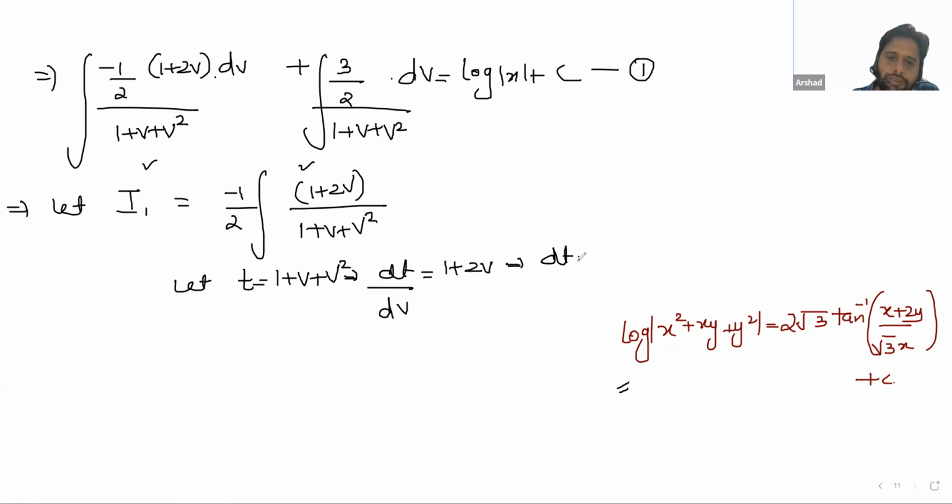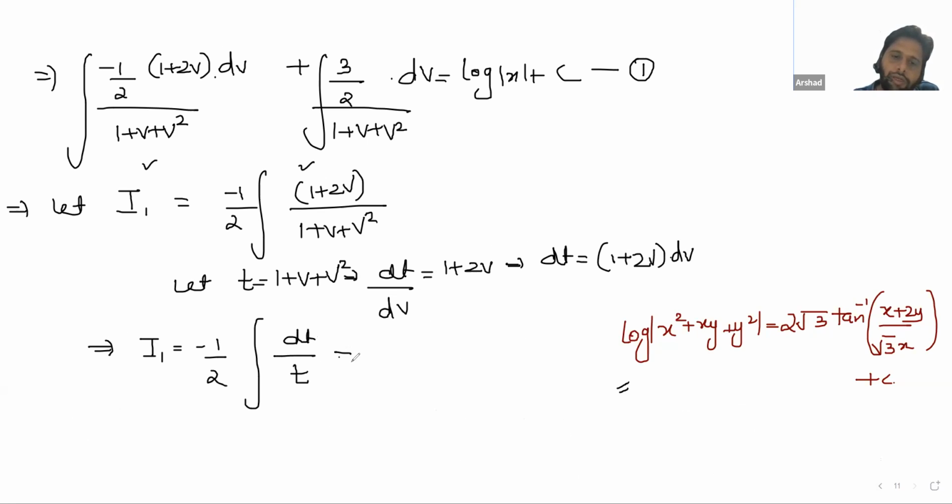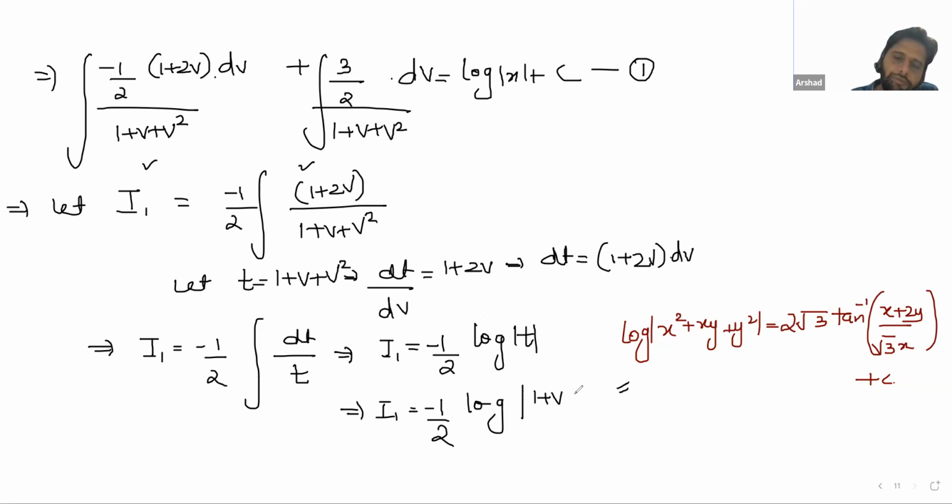And dT is equal to 1 plus 2V dot dV. Okay. So here I1 is equal to minus 1 by 2 integral dT by T. So I1 you will get minus 1 by 2 integral of this is log mod t. And what is t here? It is minus 1 by 2 log, what was t? T is 1 plus v square. Okay, so we get I1 here.